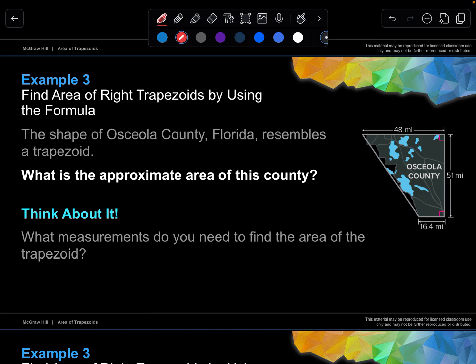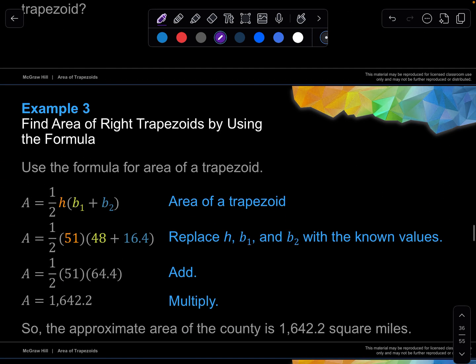Why do we say it's approximate? Because as you can see, there are gaps in this trapezoid over here, right? Anyway, what measurements do we need? We need the height. We need the two bases. That's all we need. We substitute this in the formula.